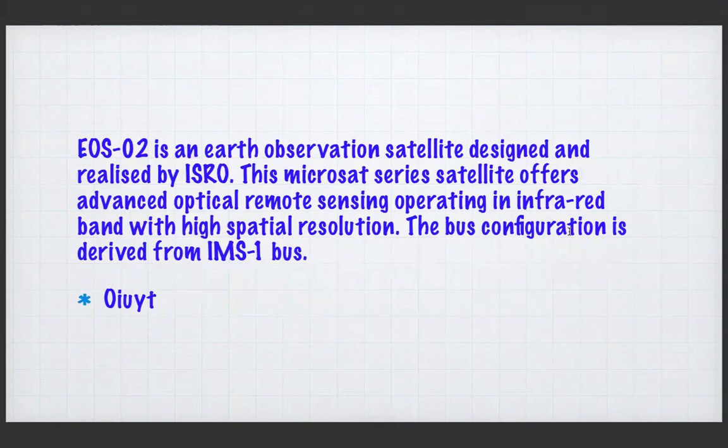EOS-02 is an Earth observation satellite designed and realized by ISRO. This microsat series satellite offers advanced optical remote sensing operating in the infrared band. This is one important point you need to remember: in which band does it work? EOS-02 works in the infrared band with high spatial resolution, so the resolution of this Earth observation satellite will be extremely high, and the bus configuration is derived from the IMS-1 bus.